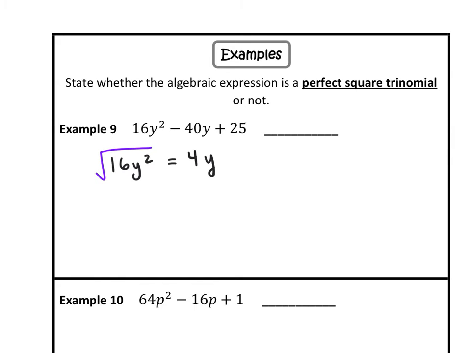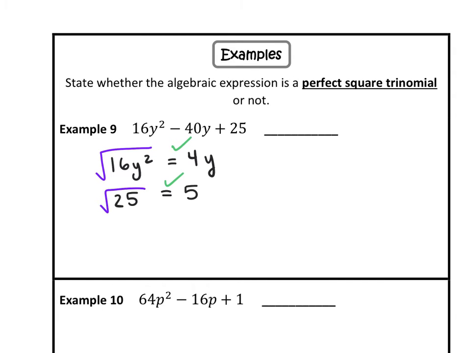And then, can I take the square root of the last term? The last term is 25. What's the square root of 25? It's 5. Okay, so we got a check mark and a check mark. We could square root the first term and the last term.